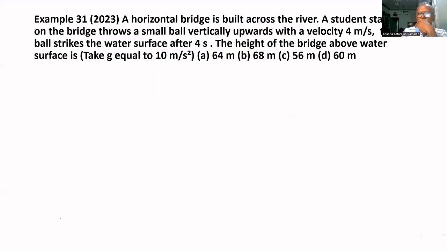A horizontal bridge is built across a river. A student standing on the bridge throws a small ball vertically upwards with a velocity of 4 meters per second. This is the bridge, AB is the bridge. From there, he throws a ball upwards, initial velocity is 4 meters per second.